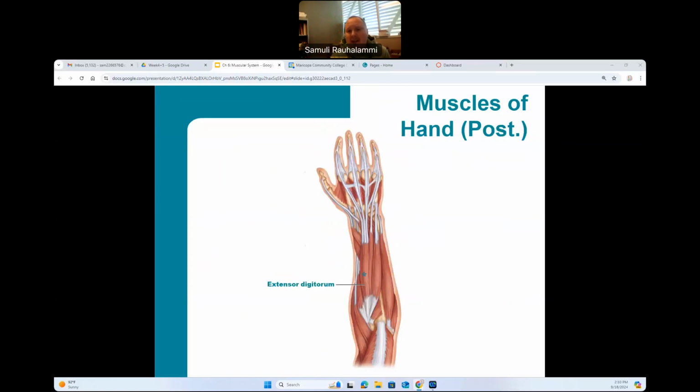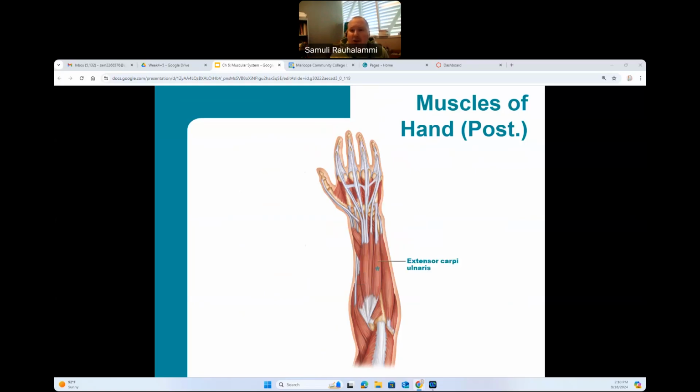So we're going to start with the extensor digitorum muscle, and this extends the fingers. So it connects to the lateral epicondyle of the humerus and runs from there to the second, third, fourth, and fifth fingers' distal phalanges. And the function really is to extend the fingers 2 to 5. So that's our extensor digitorum muscle.